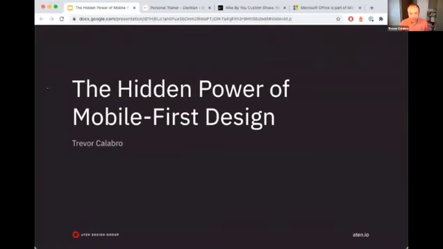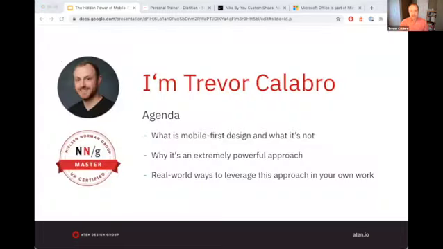The hidden power of mobile first design. So this session, just like every one of mine, the title's deceiving. I'm just going to try to bake in some basic UX principles and accessibility principles through the lens of mobile first design. So like Joe said, my name is Trevor Calabro. I am the senior user experience strategist here at Atten.